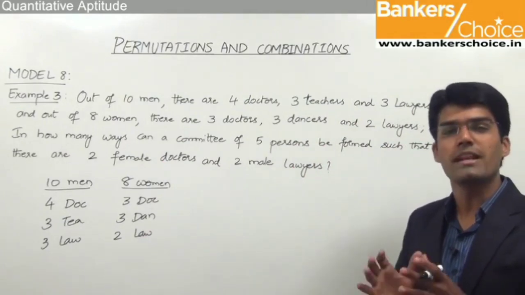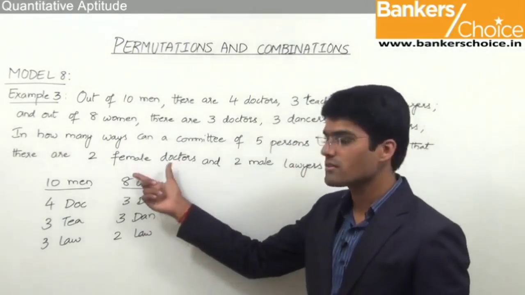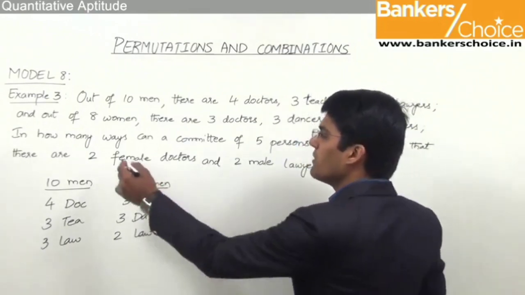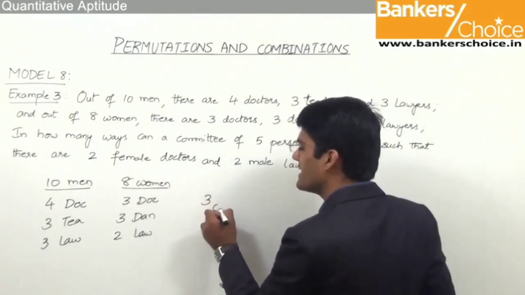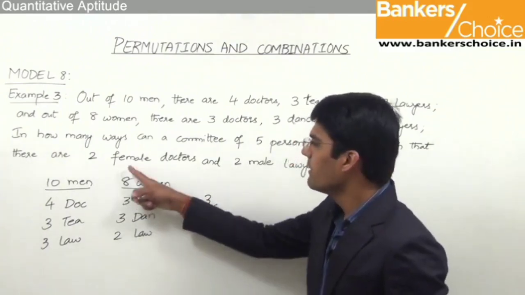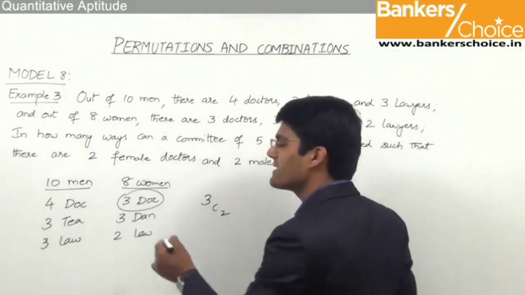First of all, we need to select those persons as given in the condition. We need 2 female doctors. Total we have 3 female doctors in the given question. So we can say 2 female doctors can be selected in 3C2 ways. There are 3 female doctors, we need 2 of them, so that can be done in 3C2 ways. So out of 3, 2 have been selected.